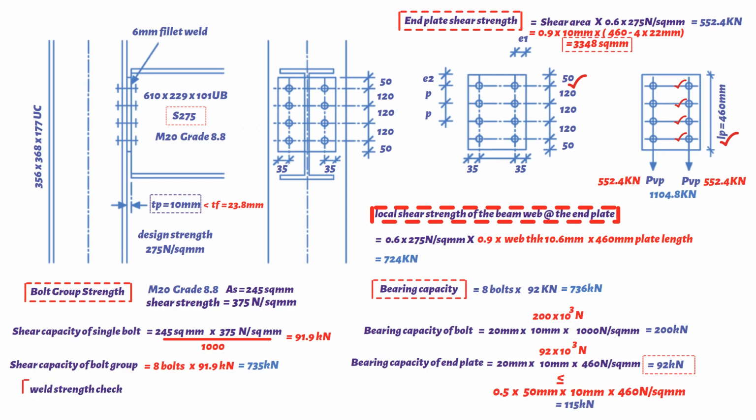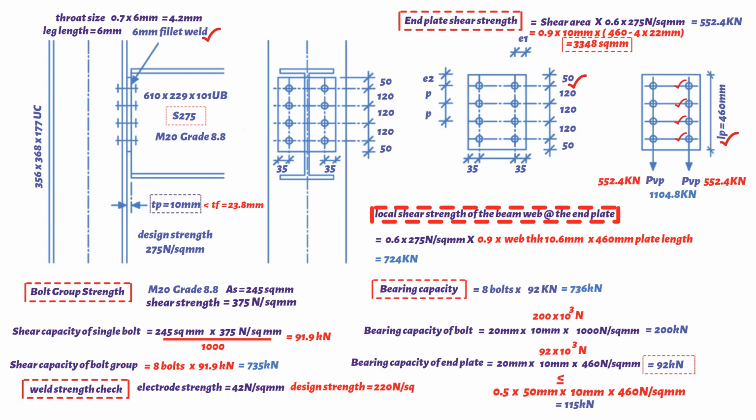Finally, weld strength check. Fillet weld of 6 mm provided. Hence leg length equals 6 mm, and the throat size would be 0.7 times 6 mm, which is 4.2 mm. Assuming electrode strength equals 42 Newton per square millimeters, the design strength would be 220 Newton per square millimeters. Working out the effective length of the weld, which equals the length of the plate 460 mm, minus 2, times 6, multiplied by 2. This gives us a value of 896 mm.